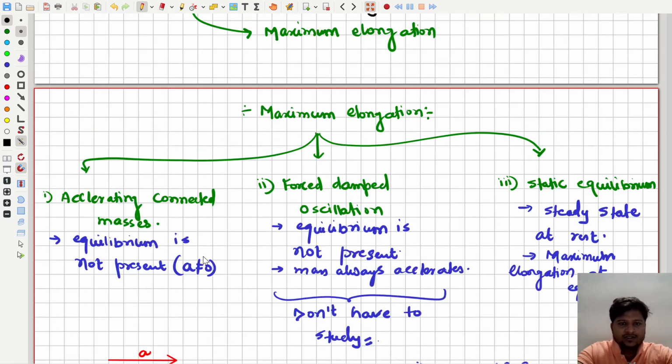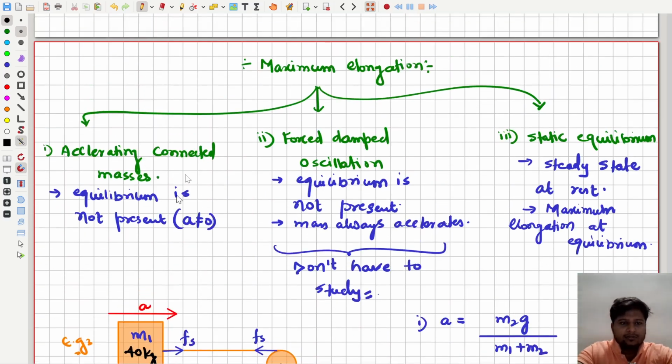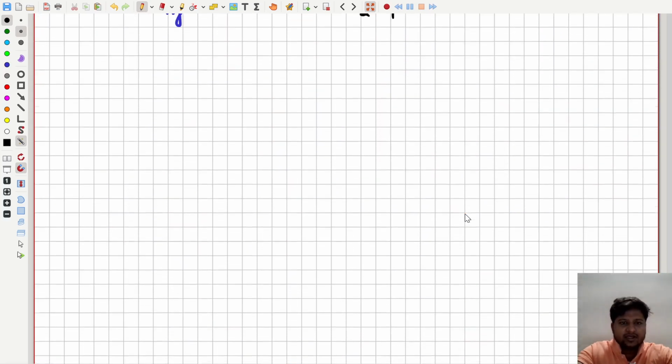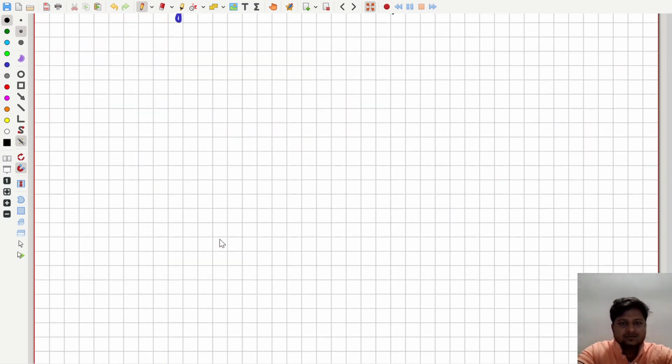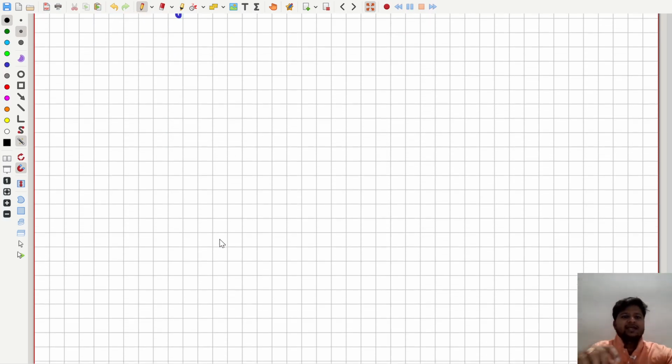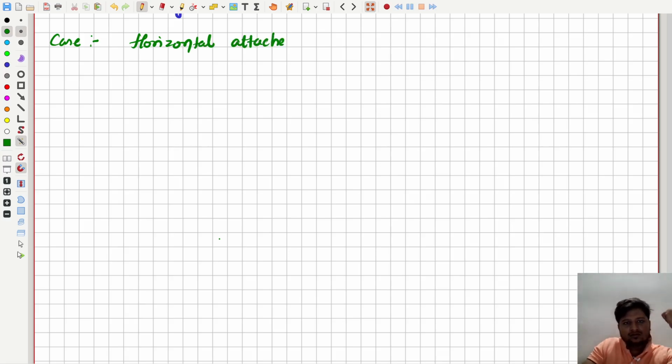So now look over here. Let us take one more part of this. So till now we discussed maximum elongation in two ways: accelerating connected masses and static equilibrium. Then we considered all these kinds of systems like the vertically hanging system. Okay, a little bit I'll go through the horizontally hanging system, and then we will move to spring balances. Okay, case 2, horizontal attached bodies with spring.